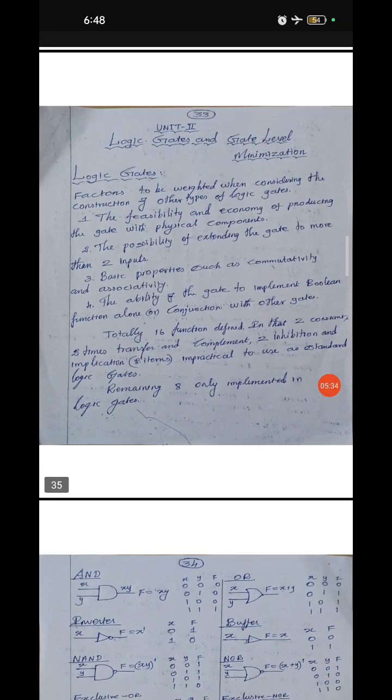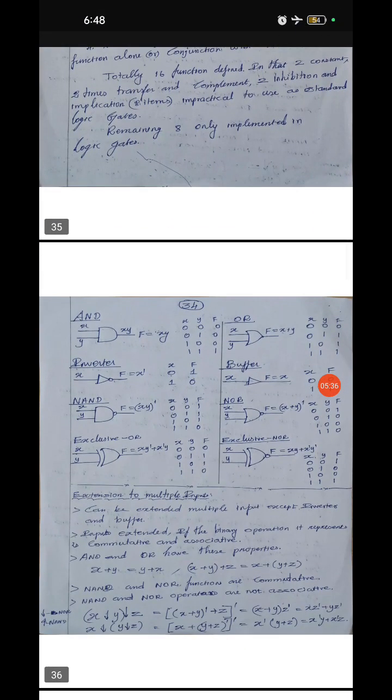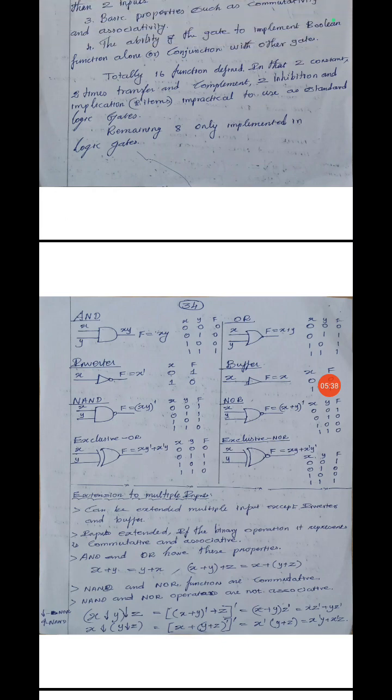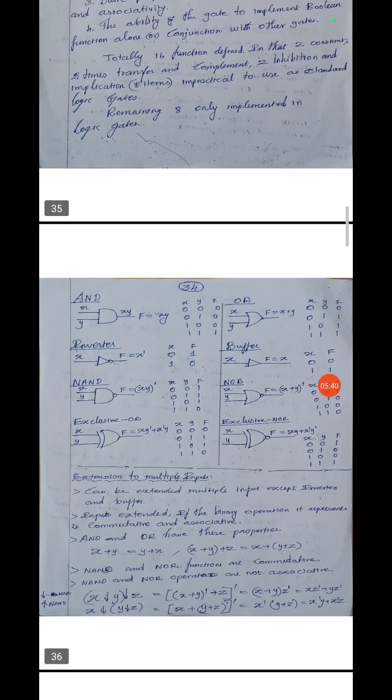So what are the problems that will be in unit 2? First one, the logic gates. In one mark question they will ask the truth table of the logic gates and the symbol of the logic gates.